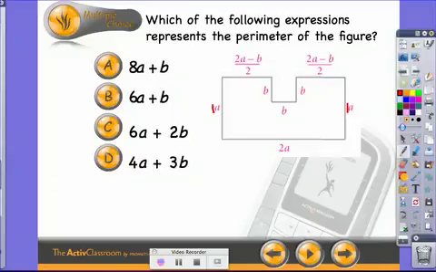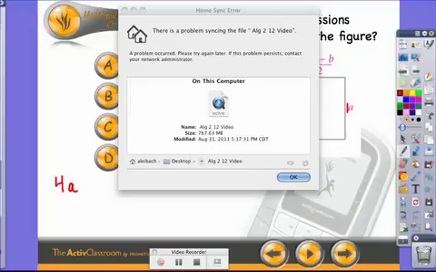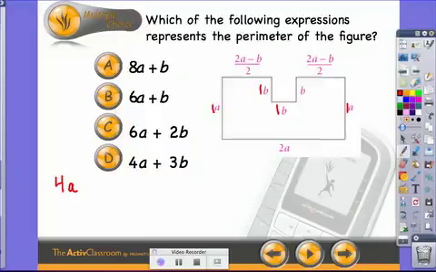Next, for the 2a minus b over 2, I can think of that as being half of 2a minus b. So if I'm taking half of 2a minus b and adding it to another half of 2a minus b, I get 1 whole 2a minus b. So I can add 2a minus b here. Now I can combine like terms to get 6a plus 2b, which is answer choice C.